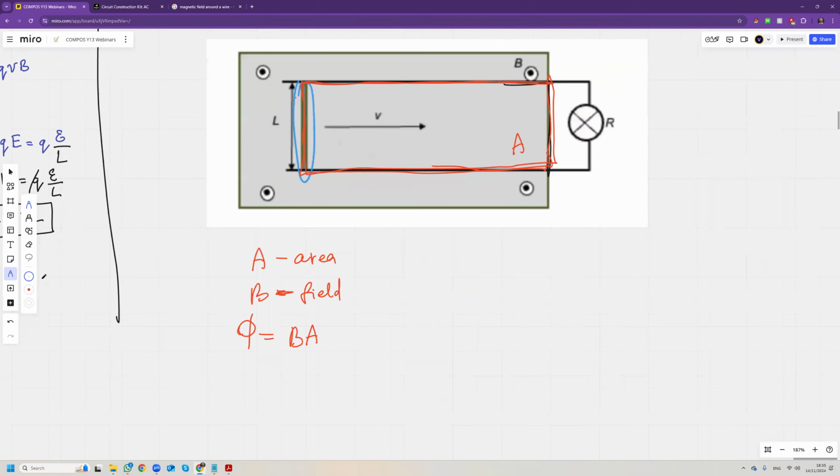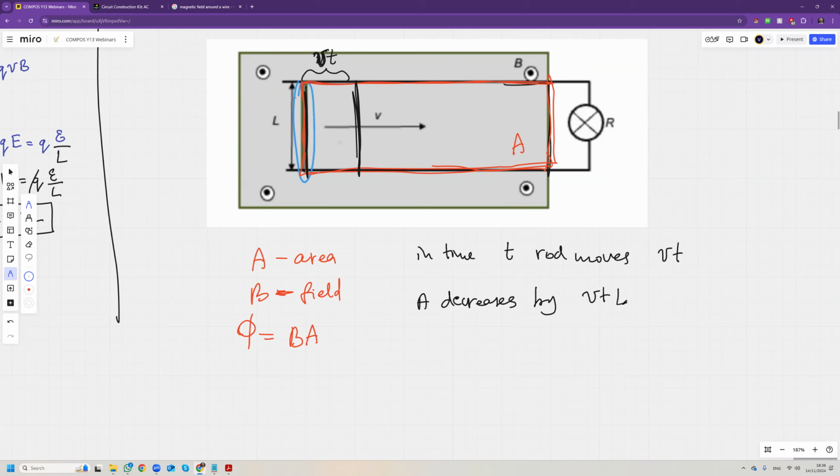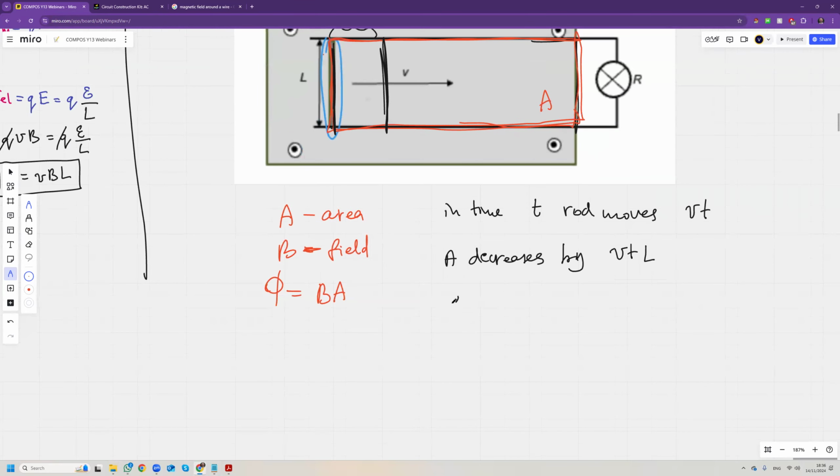Now, this rod is moving, and in time t, it moves a distance vt. So the area decreases by vt times L. It means that the rate of decrease of area is, well, VL.